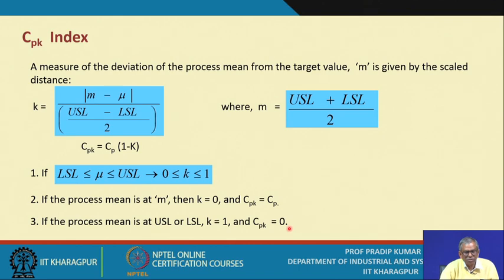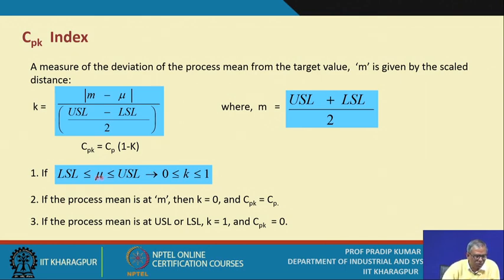Now, the question comes: suppose there is a drifting of the process and the value of mu, is it okay, and suppose you have lost control and you find that mu is greater than USL or mu is less than LSL. So, if it is greater than USL, that means it is an upward drift, uncontrollable. Is it okay?